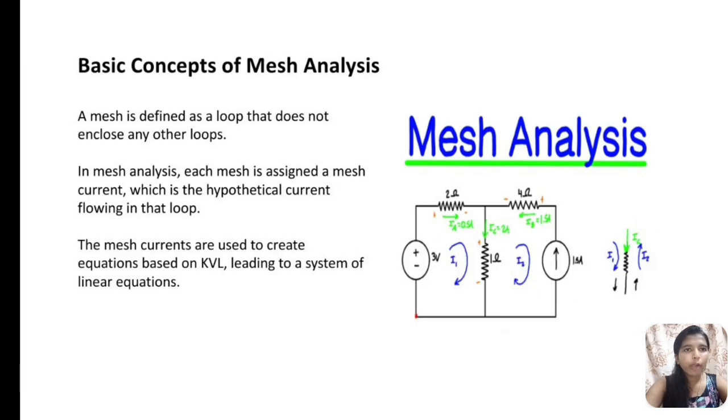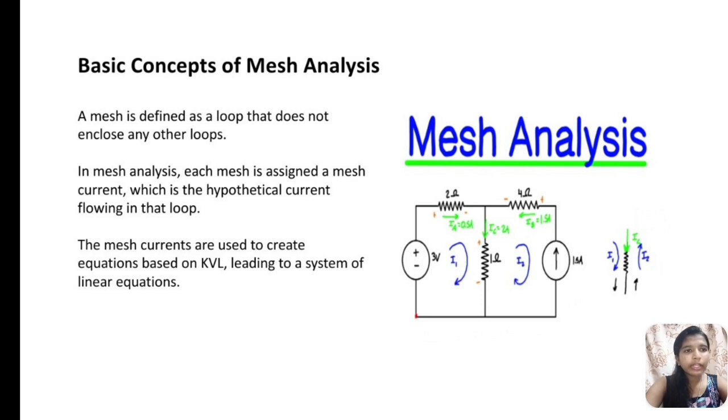Basic concepts of mesh analysis. A mesh is defined as a loop that does not enclose any other loops. In mesh analysis, each mesh is assigned a mesh current, which is the hypothetical current flowing in that loop. The mesh currents are used to create equations based on KVL, leading to a system of linear equations.